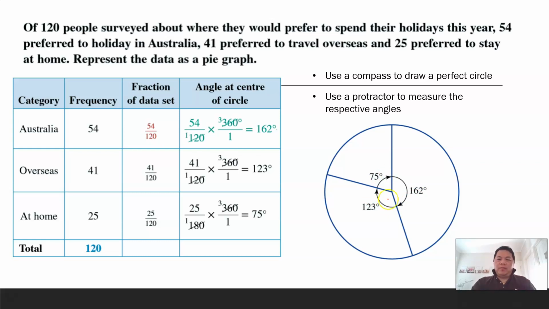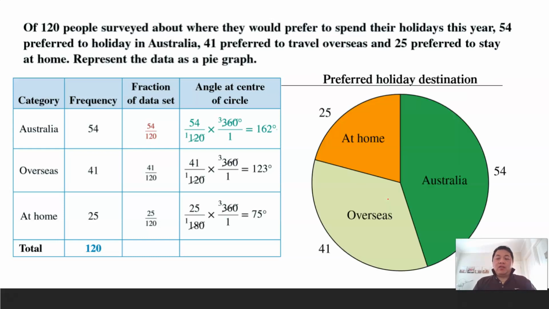Make sure your pencil is sharpened when you're drawing, to make this neat and tidy. Once the angles are all split up, then you can color them. For this case, there is no legend given, because you painted them in 3 different colors and you have the label within it. People who want to travel around in Australia, it's 54. People who want to travel overseas is 41. Those who want to stay at home, it's 25 of them. That's how you go about doing it.